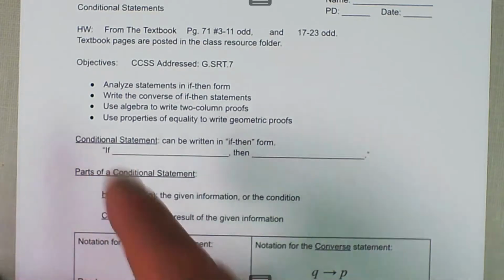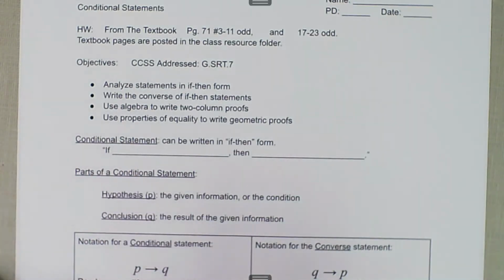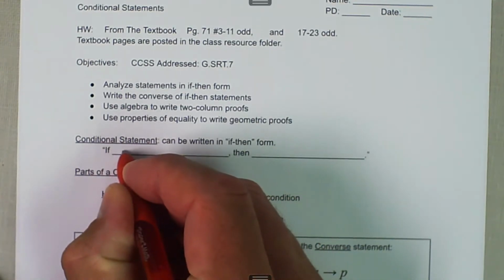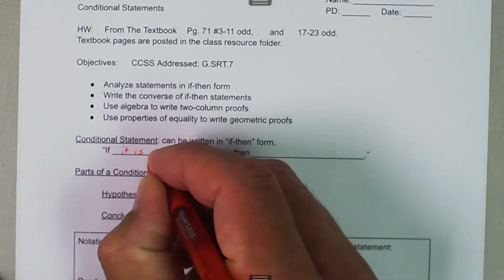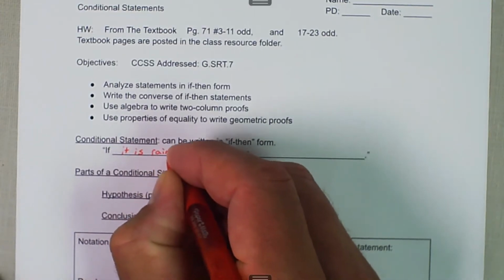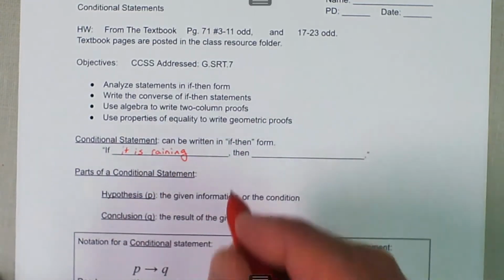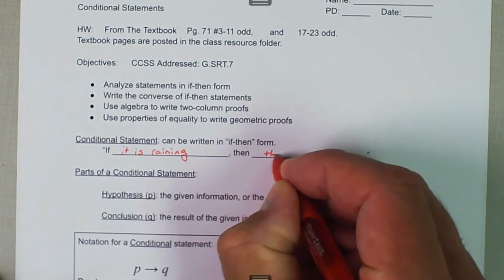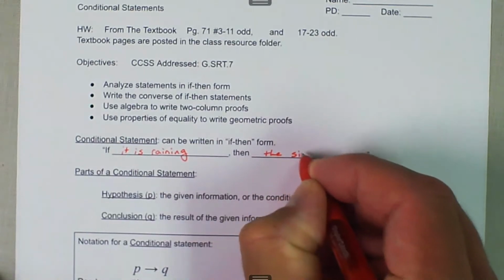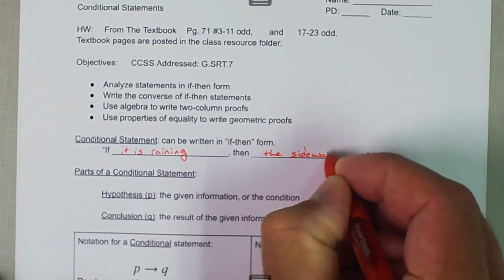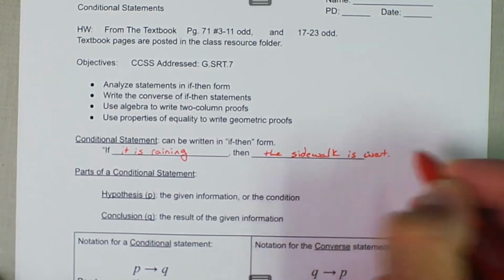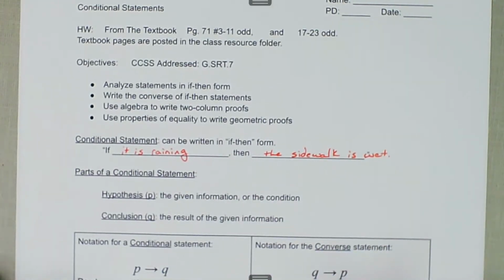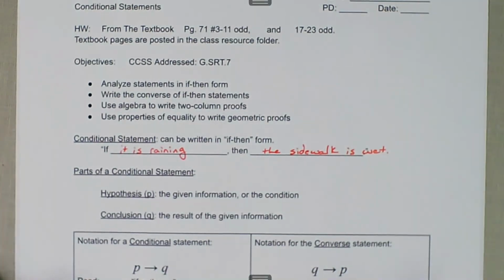So, for example, if it is raining outside, so if it is raining, then the sidewalk is wet. And that makes sense, right? If it's raining outside, the sidewalk will be wet.